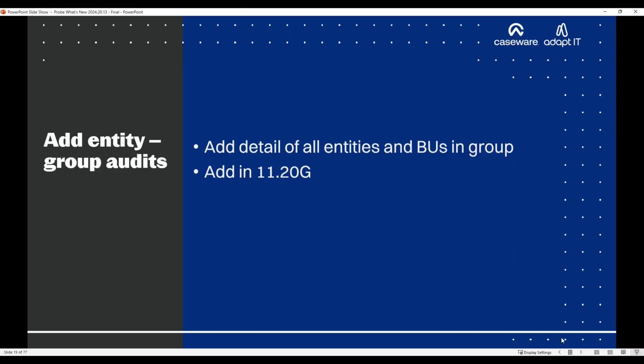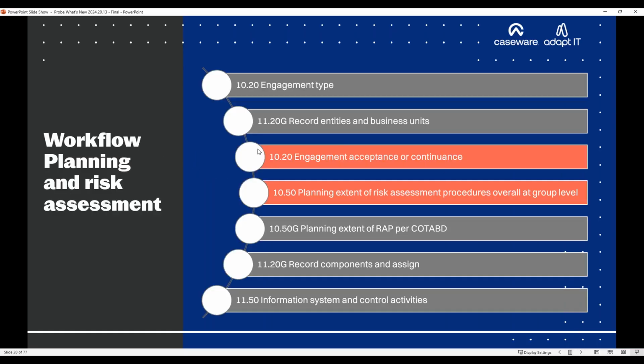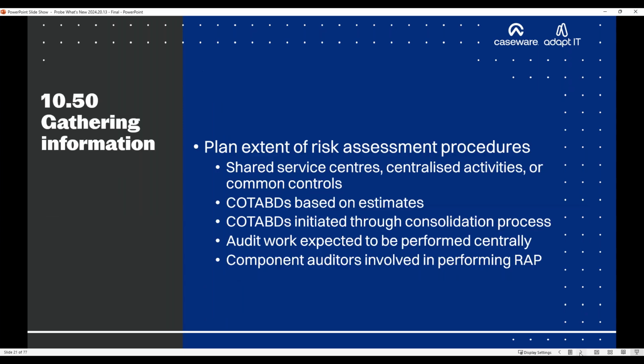Let's just have a look at what I've got on the slides for us there. So that's the next step I went back to. Apologies. I went back to 1020 engagement acceptance, and that then guides me through to 1050, planning the extent of risk assessment procedures at group level. That's obviously a new section. So what am I doing in this new section? I will consider, as I've said already, shared service centers, centralized activities, or common controls to help me identify components later on.